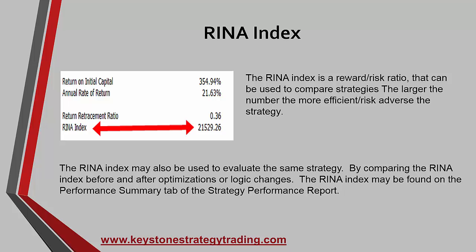You can also use this to compare your strategy before and after you do an optimization, or before and after you make any kind of logic changes. You need to keep an eye on this number. You need to know what the number is before you did anything to your strategy, and then look at it afterwards. If you're improving the number, then you know that you're improving the strategy. If it's going down, then you know that you have an adverse effect on your strategy. As you're going through the process, just keep an eye on this to give you a temperature reading of how you're doing with the strategy.